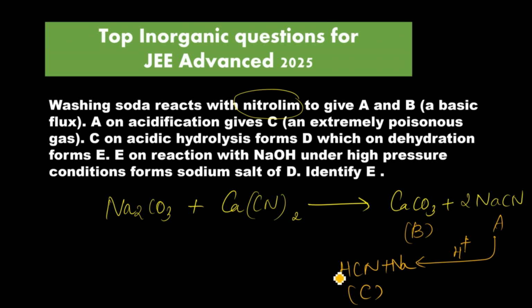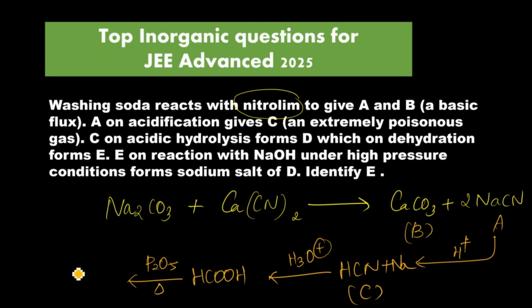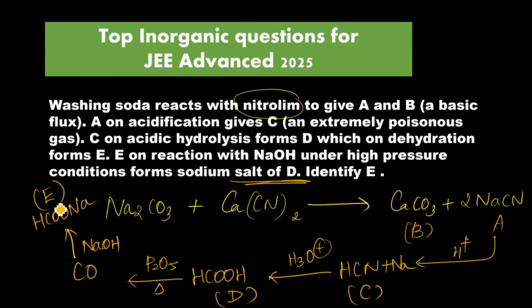So C, the cyanide, upon hydrolysis, what will that form? Carboxylic acid, right? Hydrolysis forms D, which on dehydration forms E. So dehydration, with any reagent or heat, will produce carbon monoxide, and E on reaction with NaOH once again will form HCOONa. Under high pressure, it forms the sodium salt of D. D is our formic acid. It is forming the sodium salt of D. Okay. So if the option matches sodium formate, that is your answer.